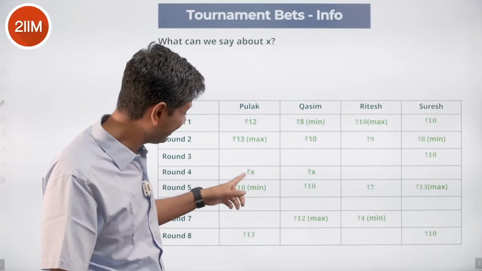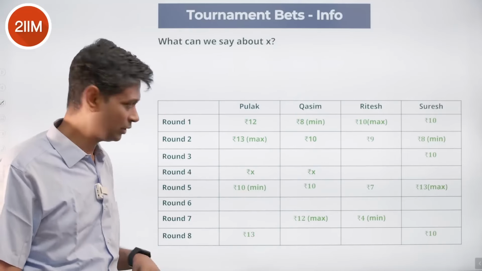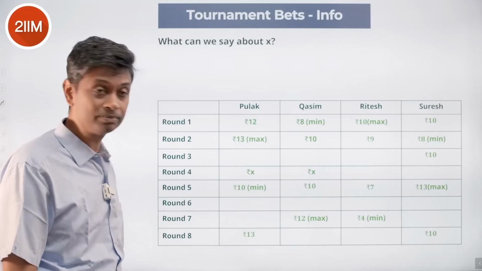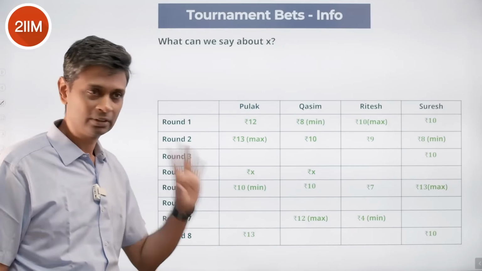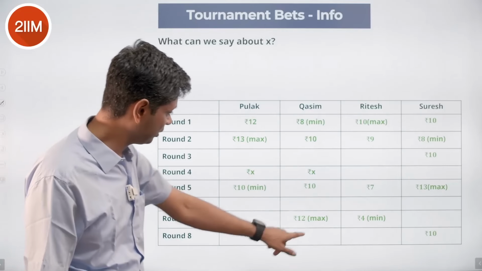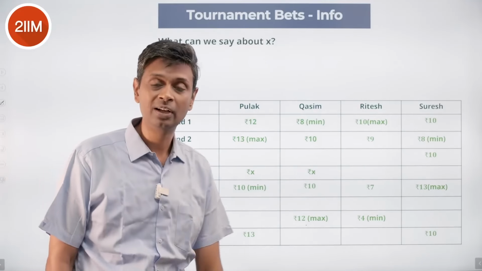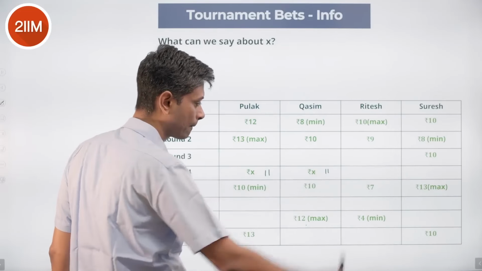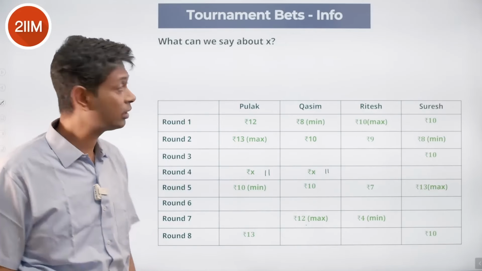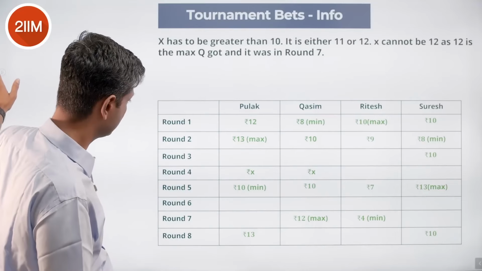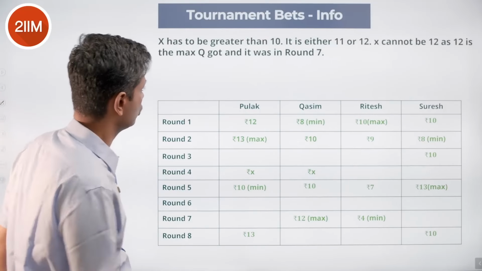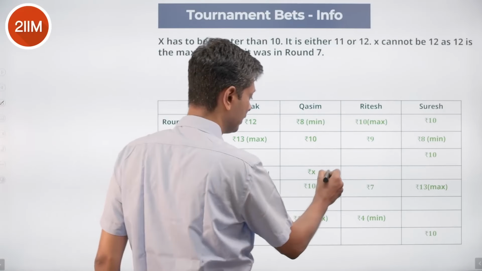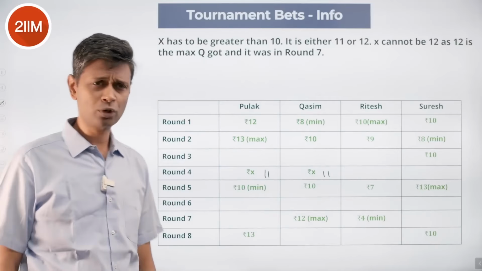X could be 9 or 11. But 10 is the minimum, so it cannot be 9. And x cannot be 12 because 12 is the maximum here. If it were 12, we would have had 12. Or x has to be 11. Nice, brilliant. So we can just put 11 and 11. So this is 11, 11. Nice, so far so good.